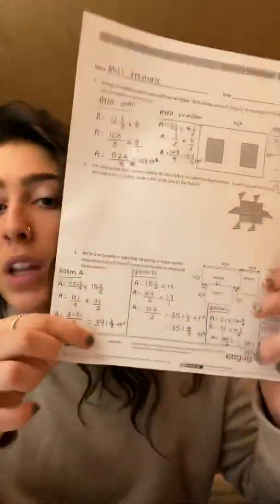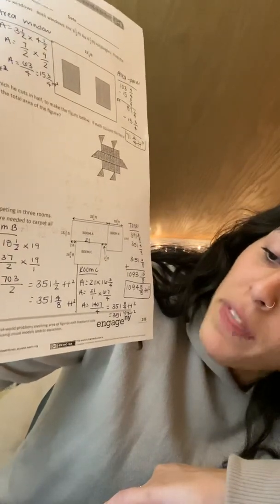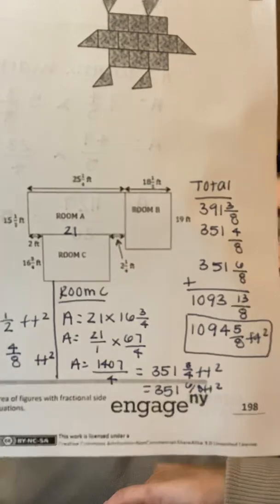So now what I'm doing by changing those fractions is I'm making all the denominators the same. I'm making them common denominators so that way I can add them. So now for my total, I'm taking my total from room A, my total from room B, and my total from room C, and I'm adding those all together. And when I add those all together, that gives me 1,094 and 5/8 feet squared.